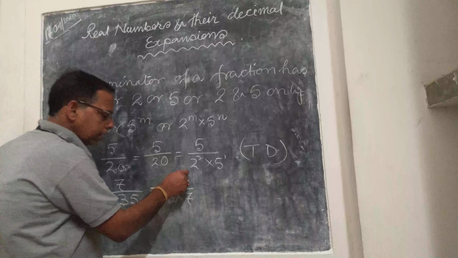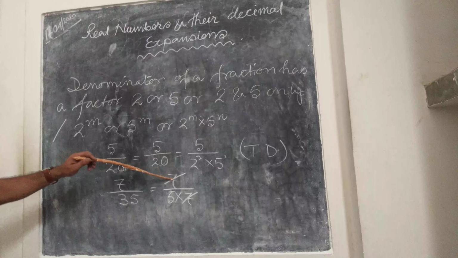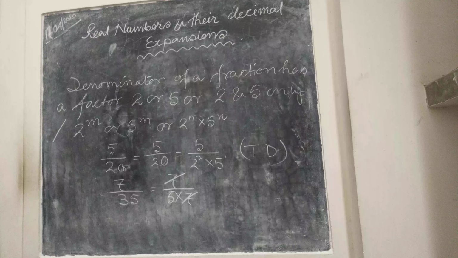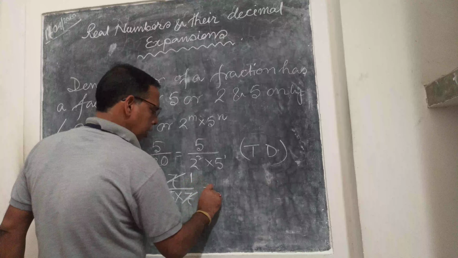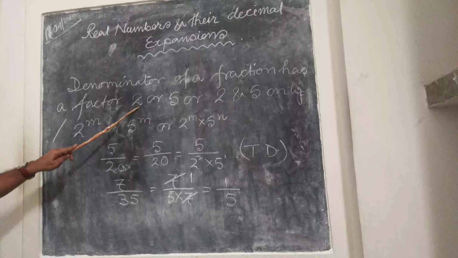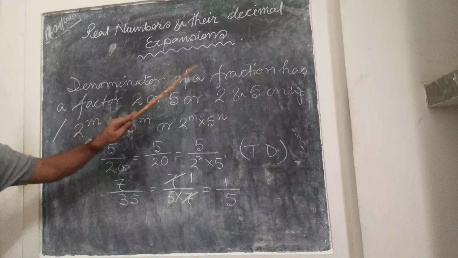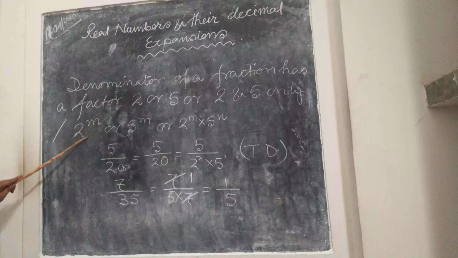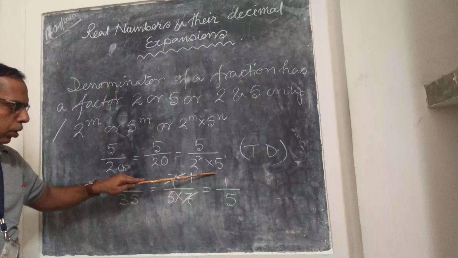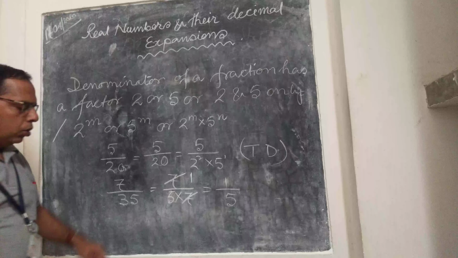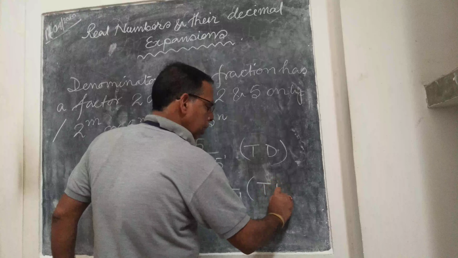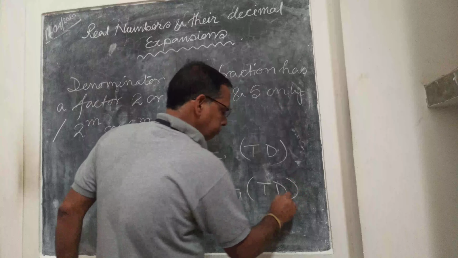Absolutely not. Reason is that 7 can be cancelled. This 7 can be cancelled. And if you cancel these two 7s, then you can see it converts into 1 by 5. Now once again 5. I told you, either 2 or 5 or 2 and 5, 2 to the power m or 5 to the power m or 2 to the power m into 5 to the power n. As we got in the first one, now in the second one we are getting this. That means this also is a terminating decimal.